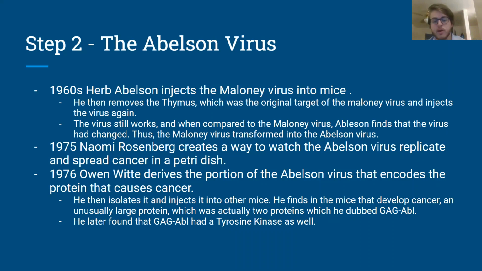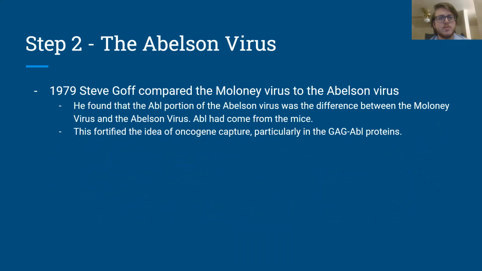Just like in the Rouse sarcoma virus, where they discovered the SARC portion was causing the cancer, they found that in the Abelson virus there were 2 sets of proteins, and they originally thought it was an unusually large protein. These 2 proteins were known as GAG-ABL, and those were the proteins that cause cancer in the Abelson virus, in comparison to SARC in the Rouse sarcoma virus. And later he found that just like with the SARC protein, GAG-ABL was a tyrosine kinase. In particular, ABL was a tyrosine kinase.